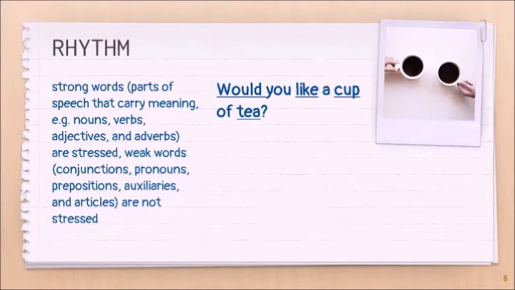Strong words are stressed, weak words are not stressed. Strong means such parts of speech that carry meaning: nouns, verbs, adjectives, adverbs. Weak ones are conjunctions, pronouns, prepositions, articles. For example, in the question, would you like a cup of tea? We emphasize would, like, cup, tea.